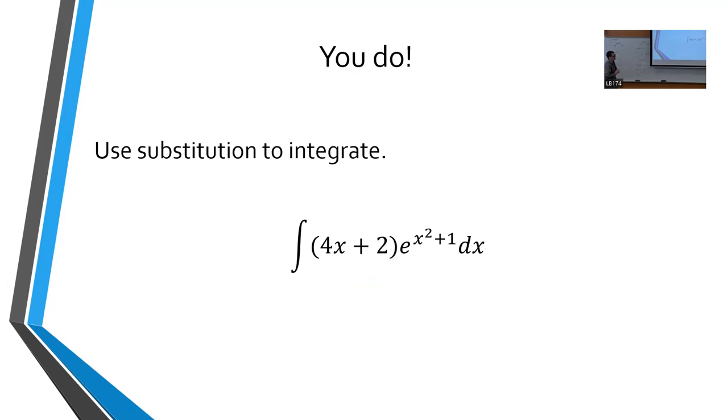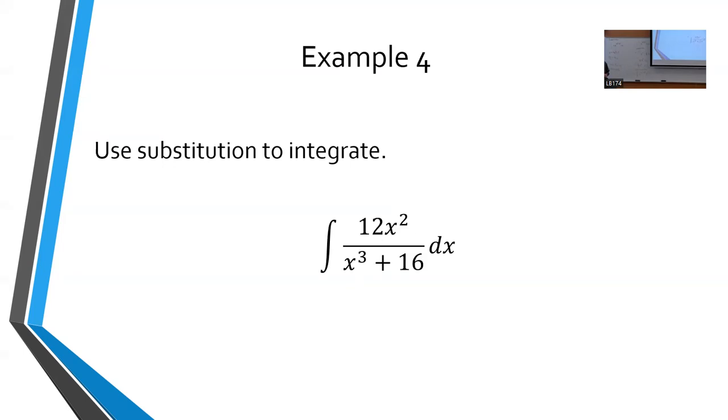Here's an interesting one. No, actually, let's skip that one. I'm sorry. So let's do this one. That last one doesn't work out very nicely, so I'm not going to do that. Not yet. Here's another. So we have 12x squared divided by x to the third plus 16, being integrated with respect to x.